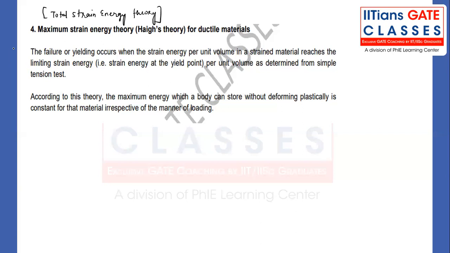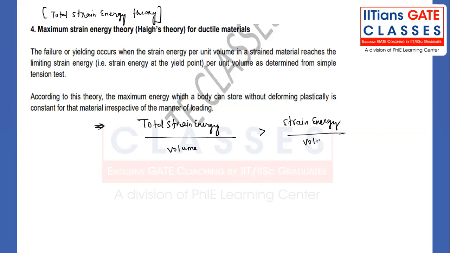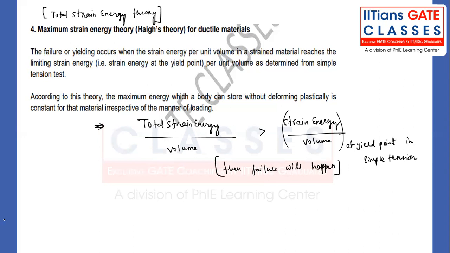That means, the statement is: if the total strain energy per unit volume is more than the strain energy per unit volume at the yield point in a simple tension, then we say that the failure will happen.